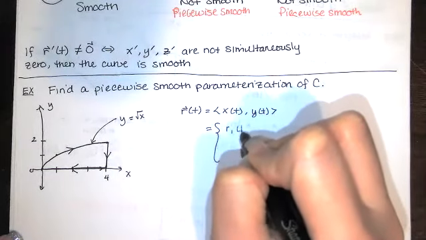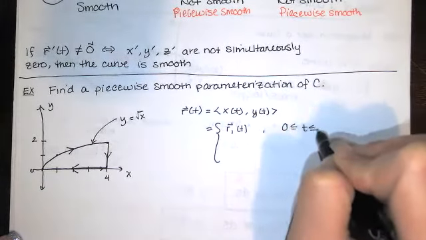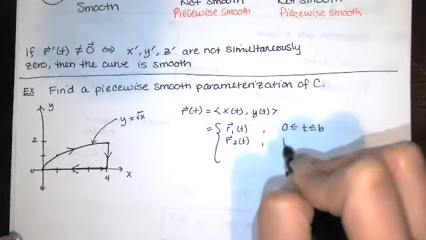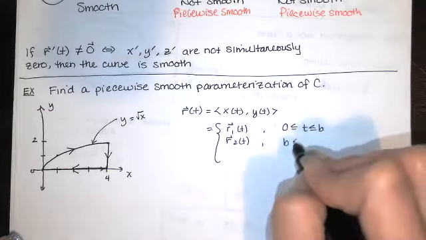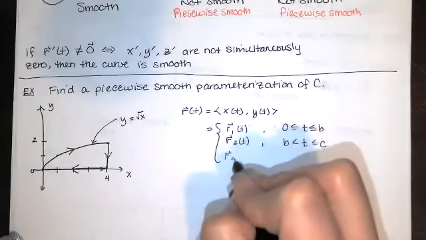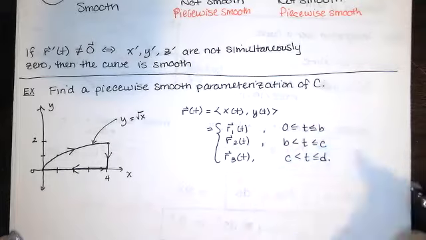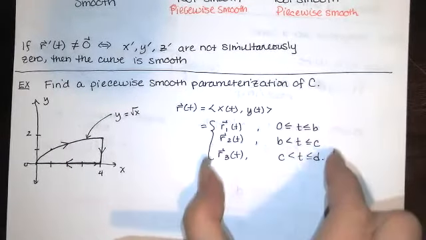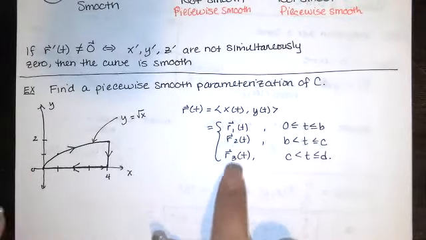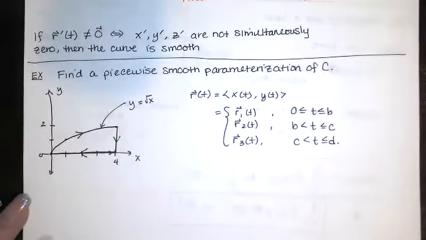It'll be given by r sub 1 of t for t on some first interval. I'll probably start with t equals 0 and go to b. And then I'll call this r sub 2 of t for my next interval. So let's start at b, pick up where we left off, and then go to c. And then we've got r sub 3 of t on the next interval. We're going to go from c to d. And with those three pieces together, we're going to be able to trace out this curve. So our goal is to find r1, r2, and r3, and then we'll put them all together. And this will be our piecewise smooth parameterization of C.